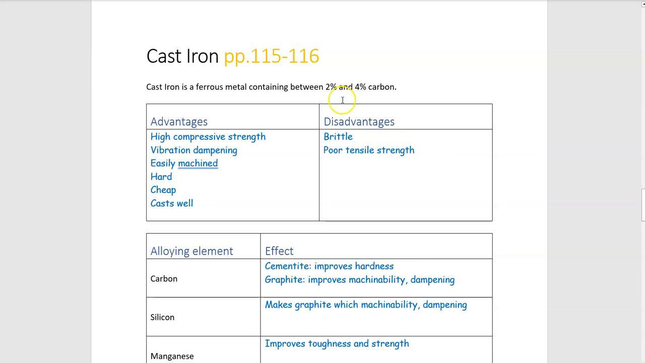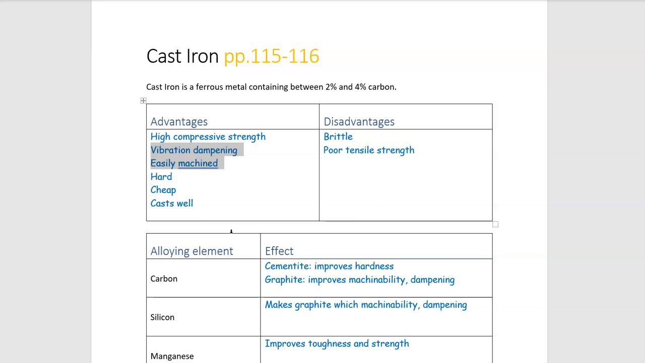The next thing you need to know is it's got high compressive strength. It's good in compression, it is bad in tension. Right, so that's the second thing you need to know. Third and fourth things you need to know is that it has vibration dampening and can be easily machined, and that is because of the graphite that often forms when we create cast iron. We're going to see that when we get down.